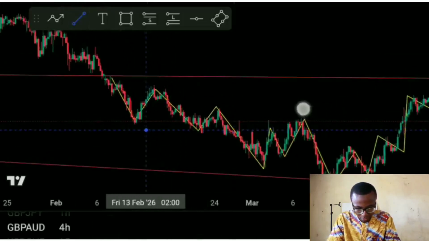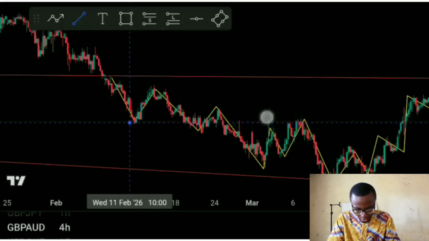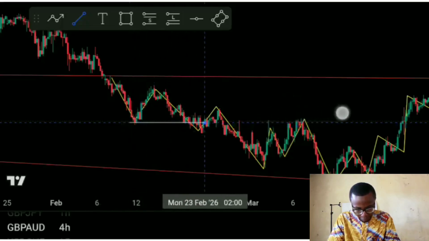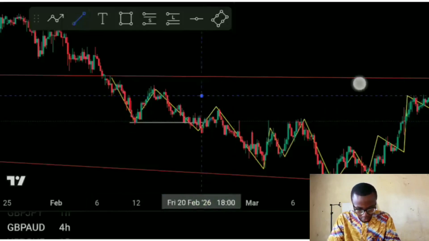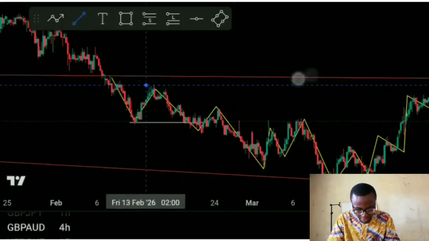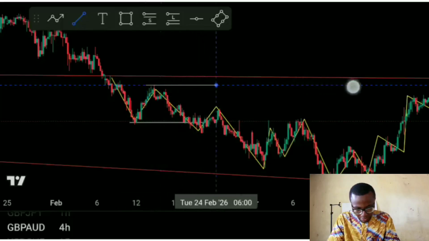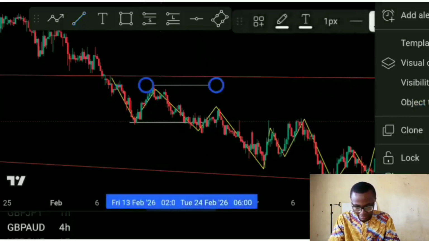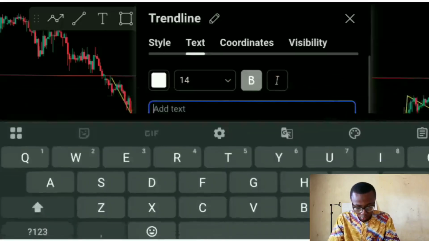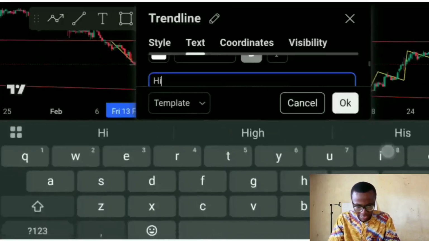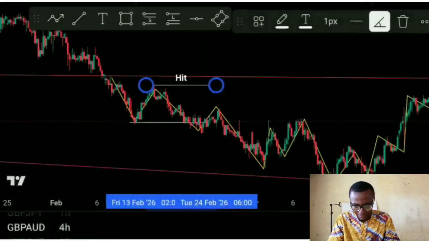Now, look at this low, right? Look at this low. This low was broken. That is break of structure. Look at this high. This high, there's no break here. So this high remains a high. But the low changes to what? A break of structure. So this high is still a high, just remains a high.